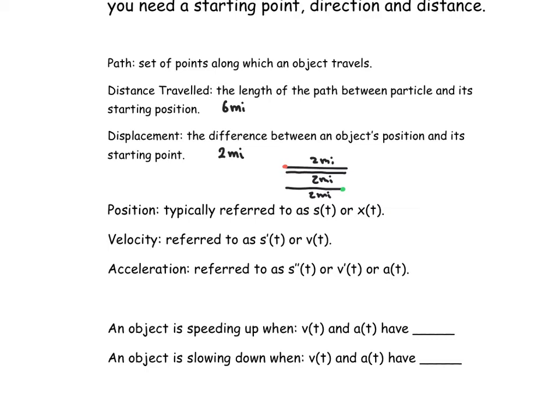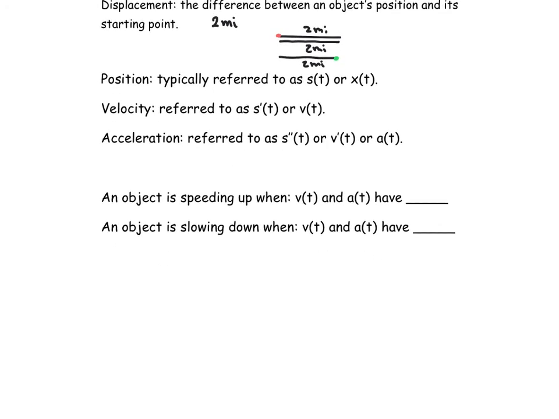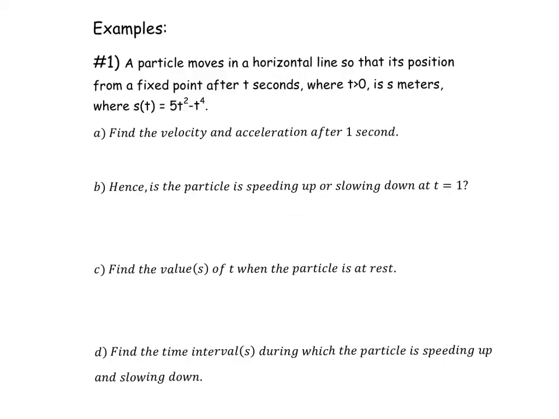Now, just some specifics here with speeding up and slowing down. We're not going to look too much into it. I'm just going to give you the basics of this. But an object speeds up when v of t and a of t have the same sign. So if they're both positive or they're both negative, that's when an object is speeding up. Slowing down when they have opposite signs, either plus and minus or minus and plus. Okay, let's get into a couple of examples.